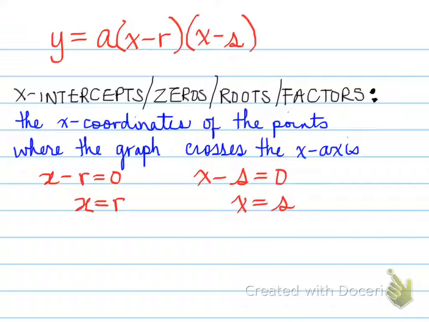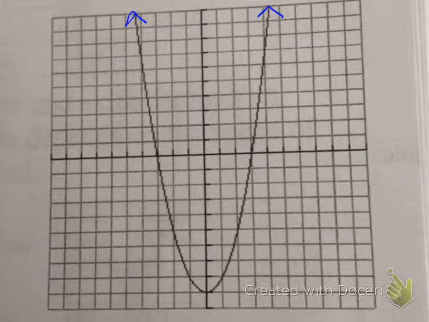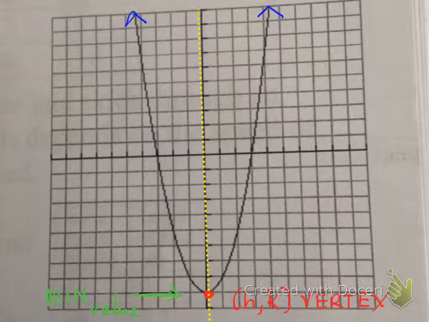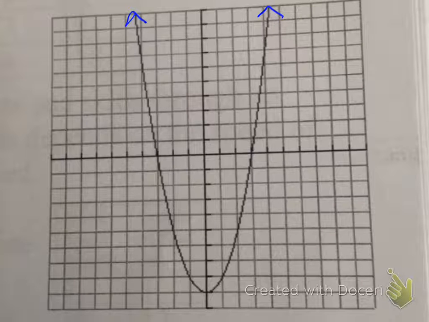Okay, next part. Here's a graph. Let's talk about all the different parts of this graph. First of all, I know this graph opens up. The arrows are pointing upwards. This graph opens up, so our A value should be positive. Down here at the bottom, this is our vertex. Okay, so we've got a lot of things going on this page, so we're just going to take our time and go through this slowly. Ready?